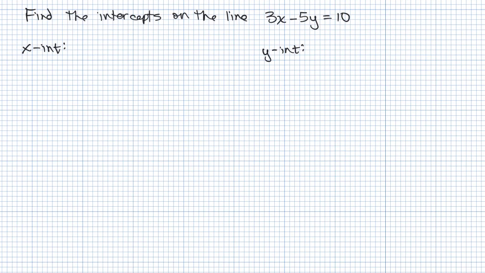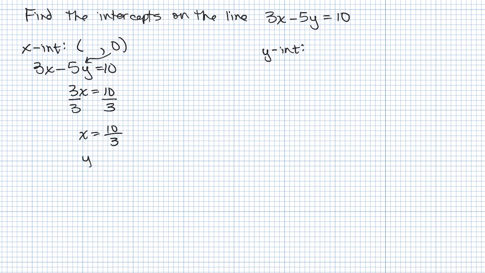Let's do one more quick example. Let's find the intercepts of the line 3x minus 5y equals 10. All right, so for the x-intercept, we're going to put in 0 for y. So in this equation, 3x minus 5y equals 10, we put in 0 for y, which gives you 3x equals 10, because this term will, in essence, disappear. And so we have x equals 10/3. When I plugged in y equals 0, x was 10/3, so that is the x-coordinate.